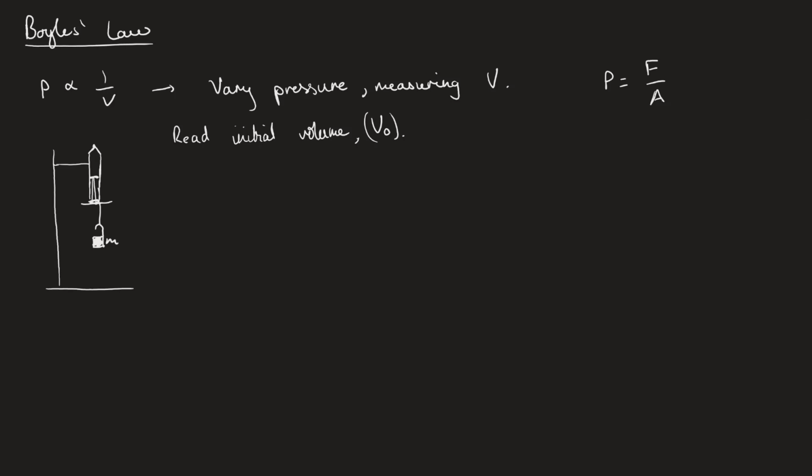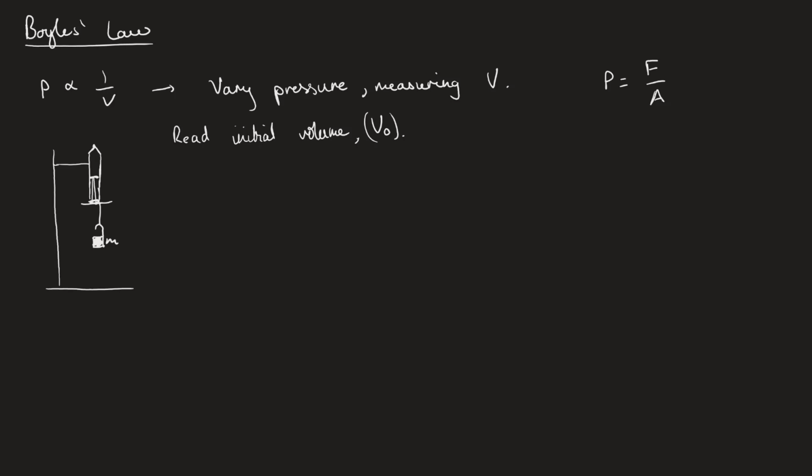The mass we can know pretty easily by using standard masses that have the mass written on the side, so we don't have to measure the mass. But if we want to get from mass to a pressure, we do have to know the cross-sectional area of the inside of this syringe, because that's the area over which we're applying this force.